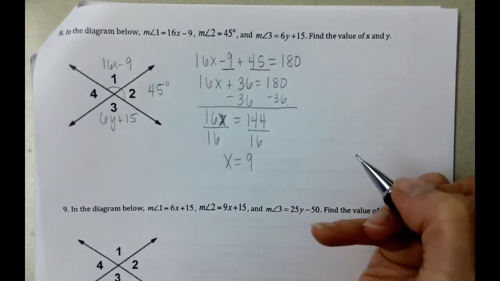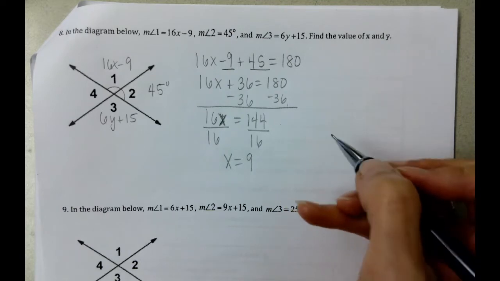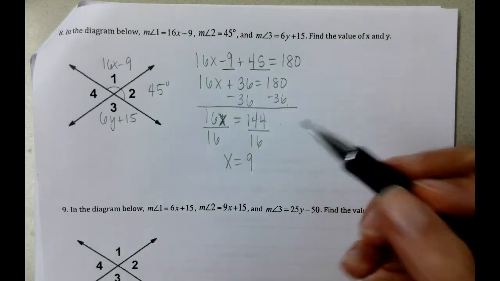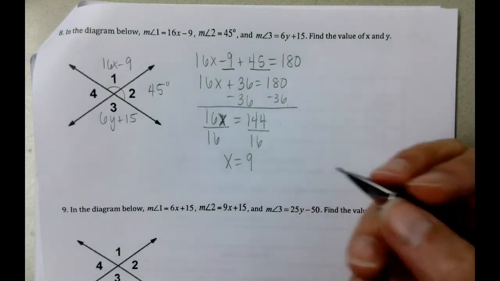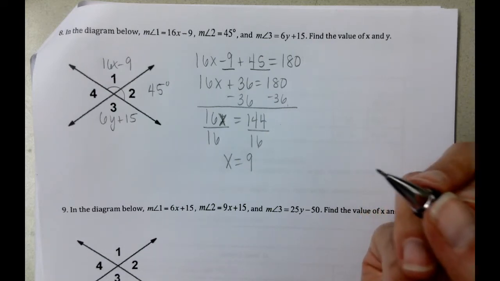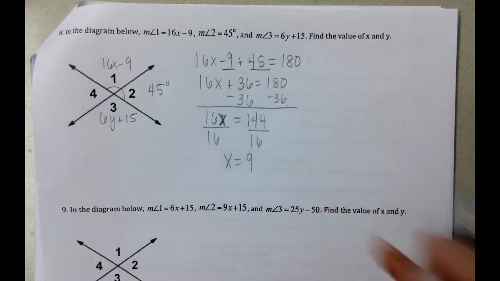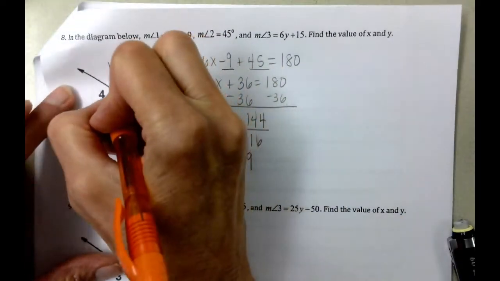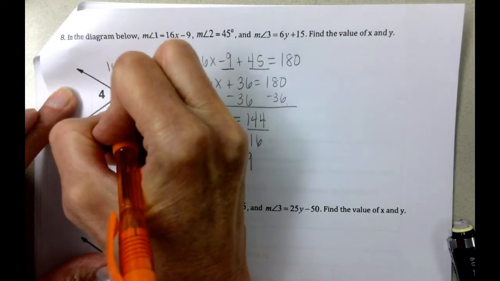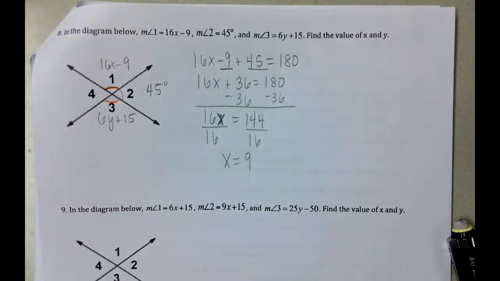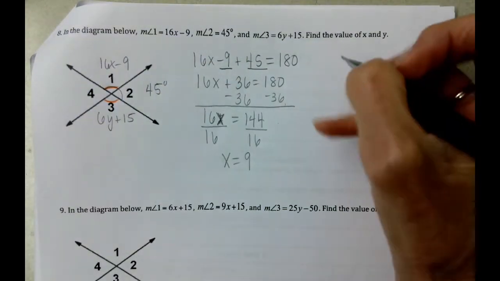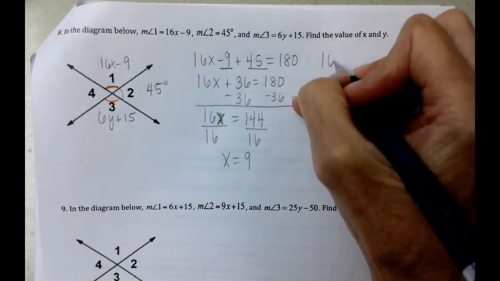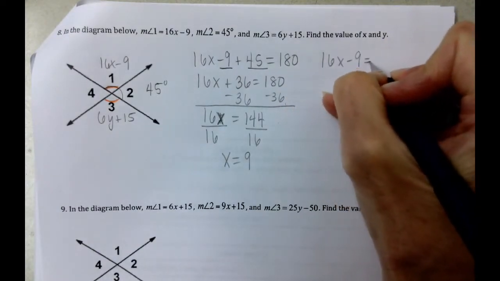And now that we know that, we can use vertical angles to help us find angle 3. We could use a linear pair to help us find angle 3. So there's a couple options. I am going to use vertical angles. Angle 1 and angle 3 are vertical. So when we're working with vertical angles, opposite angles, we know that those are equal.